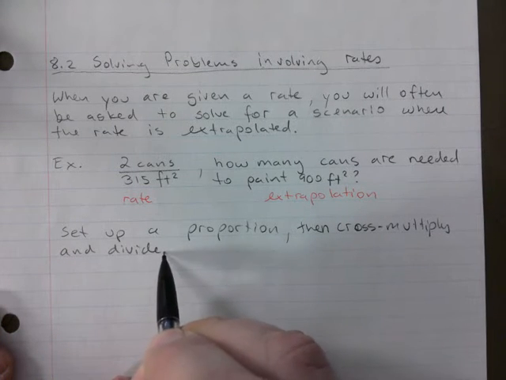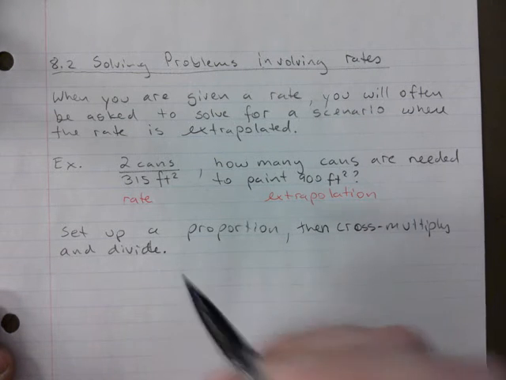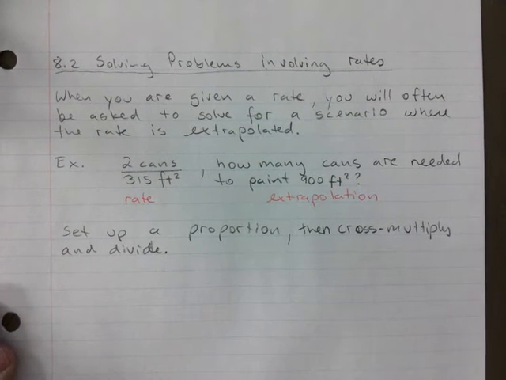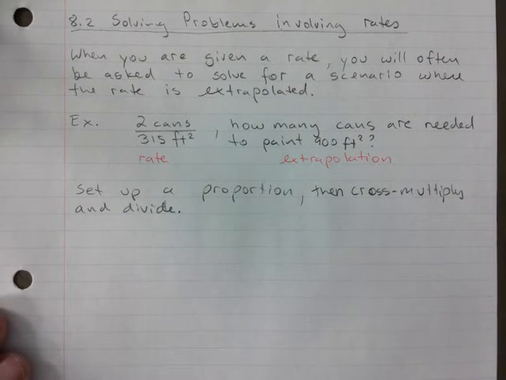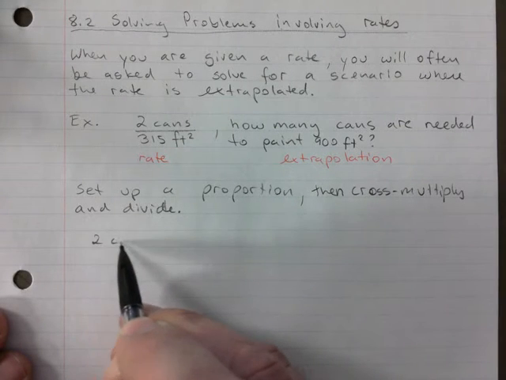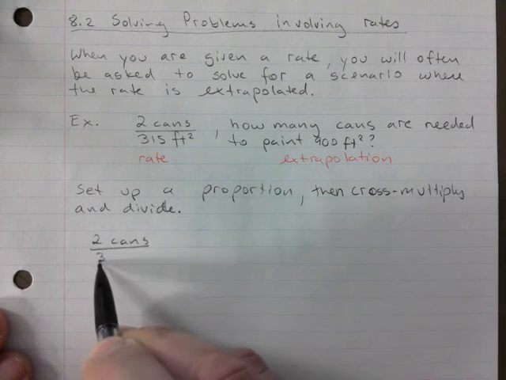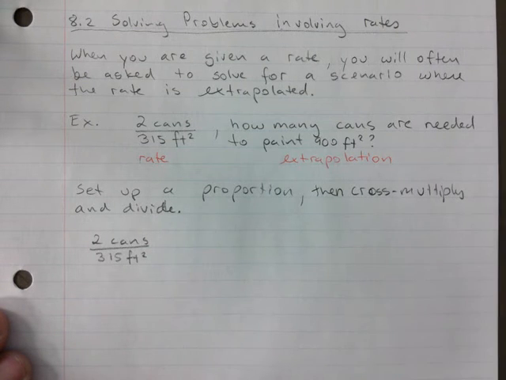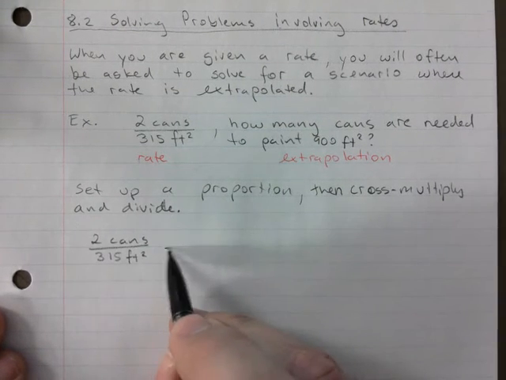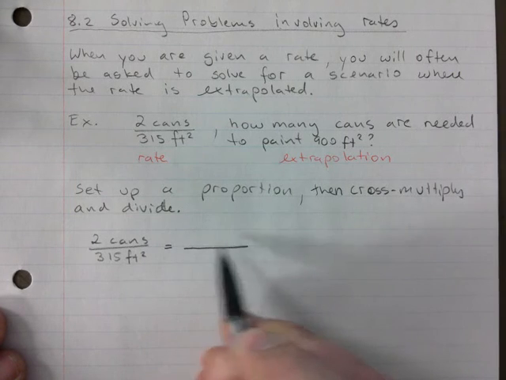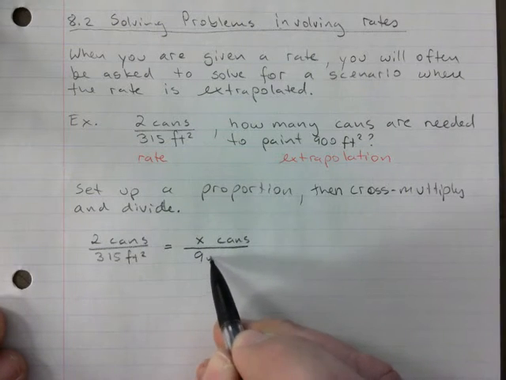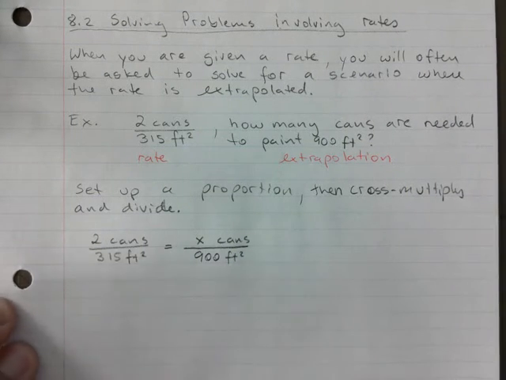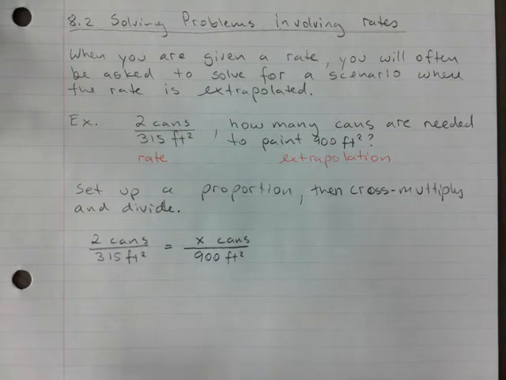So these types of questions, and you will have seen one of them already on the key if you did your homework. So maybe after today you'll have a better grasp. Okay. So for example, you say that 2 cans cover 315 square feet of surface, right? So you will ask yourself, how many cans will be required to cover a surface of 900 square feet? Right? This is a proportion. Fraction is equal to a fraction.